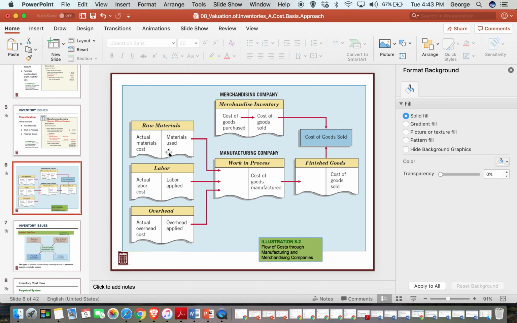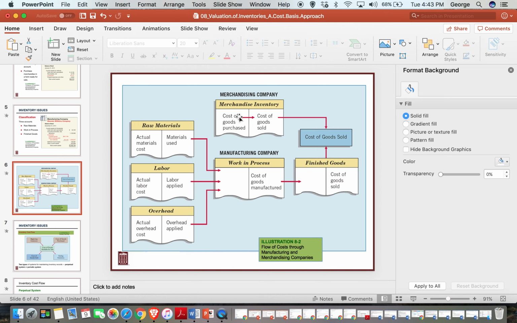All right, so for a merchandising company, they purchase inventory. They may debit purchases, credit accounts payable. When it's sold, they'll debit cost of goods sold, credit inventory. So the cost of goods sold account would be increased, and the merchandise inventory account would be decreased.